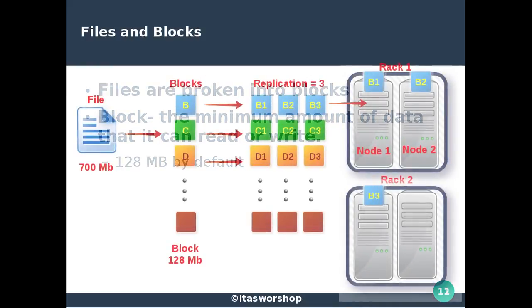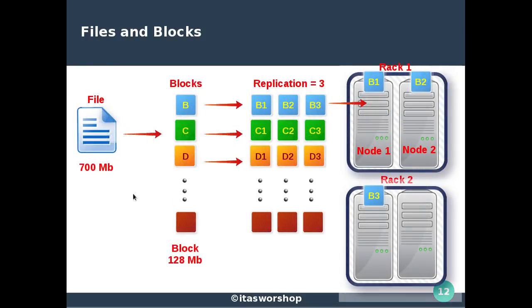Whatever file you want to put in HDFS, you can see here in the diagram, these are the files. Let us say our file is 700 MB. That 700 MB file is divided into blocks. Let us assume the block size is 128 MB. So the 700 MB file is divided into block B1, which is 128 MB, block C, which is 128 MB, block D, 128 MB, likewise. So your file is divided into blocks.